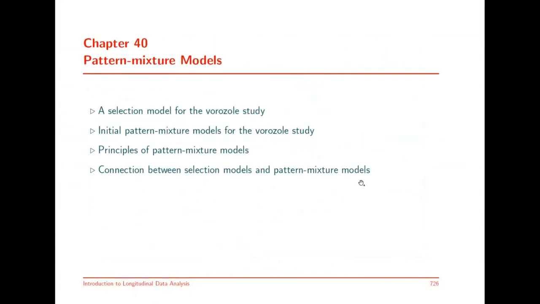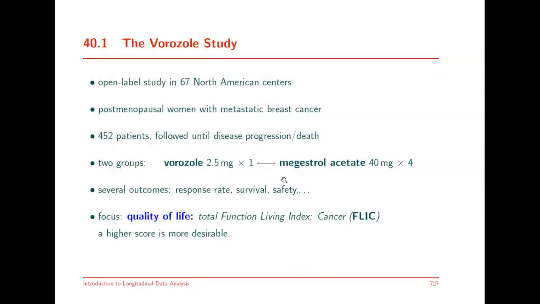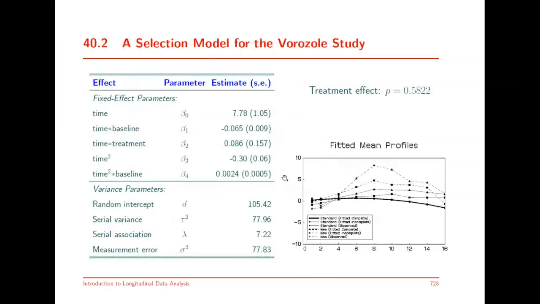Okay, so for that we go to pattern mixture models. And pattern mixture models we apply to the Vorozol data set, which is a cancer clinical trial where two products are compared with each other. And in this study, in this data set, patients are followed up over time for their quality of life. Okay, the FLIC score, the total Functional Living Index: Cancer score.